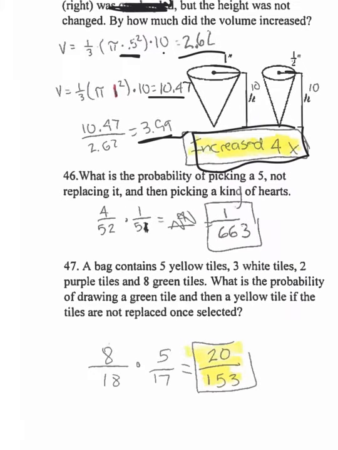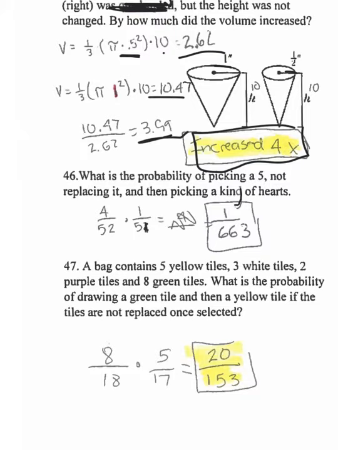And then the last 2, which hopefully should be easy because we just covered this, probability. What is the probability of picking a 5, not replacing it, and then picking a king of hearts? There's all kinds of hearts. There's 4 5s in a deck of cards, right? There's a 5 of clubs, 5 of spades, 5 of hearts, 5 of diamonds. But a king of hearts, there's only 1.